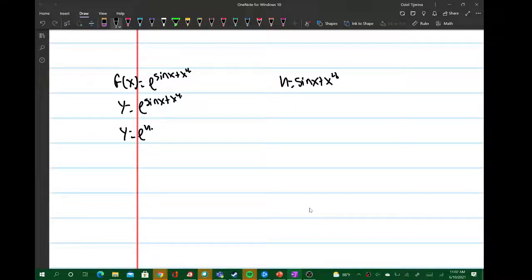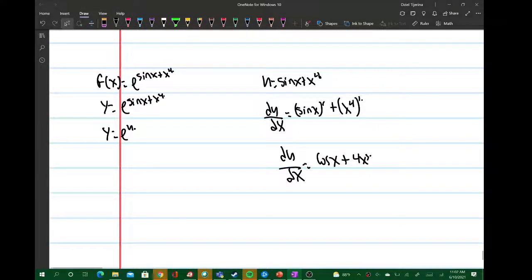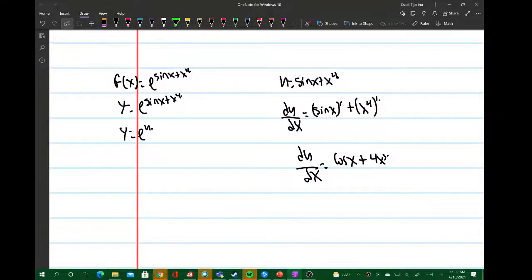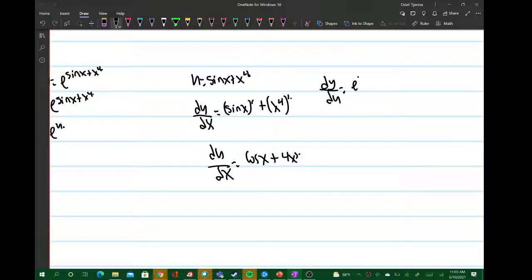So what is du dx though? The derivative of u with respect to x. That's going to be sine of x prime plus x to the fourth prime. So du dx is really just cosine of x, the derivative of sine of x, plus 4x cubed. Okay. Now, what about dy du? That'll just be e to the u, right?